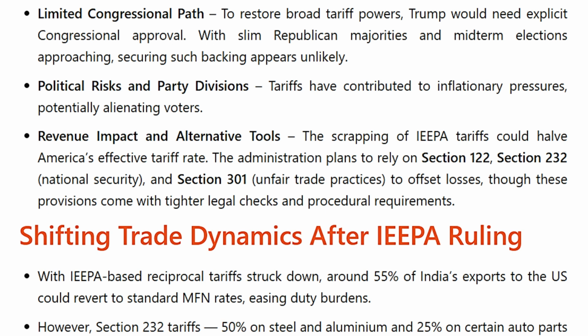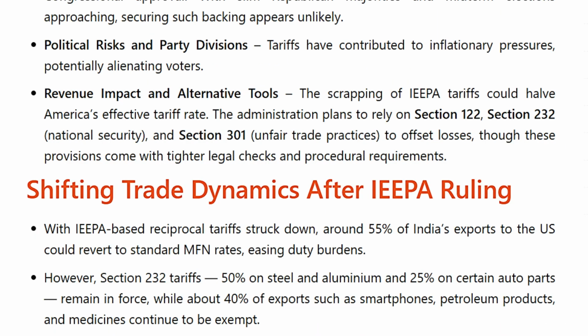Shifting trade dynamics after IEEPA ruling. With IEEPA-based reciprocal tariffs struck down, around 55% of India's exports to the US could revert to standard MFN rates, easing duty burdens. However, Section 232 tariffs, 50% on steel and aluminum and 25% on certain auto parts, remain in force, while about 40% of exports such as smartphones, petroleum products and medicines continue to be exempt.